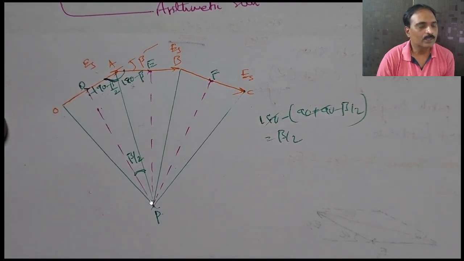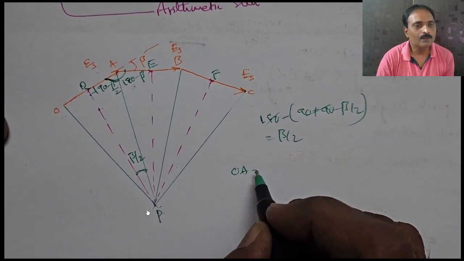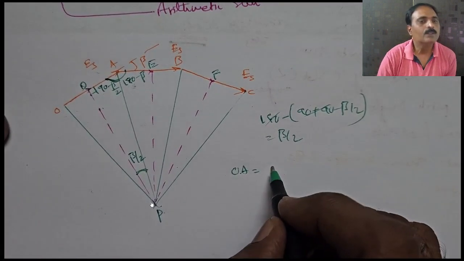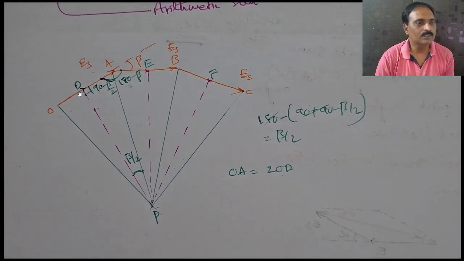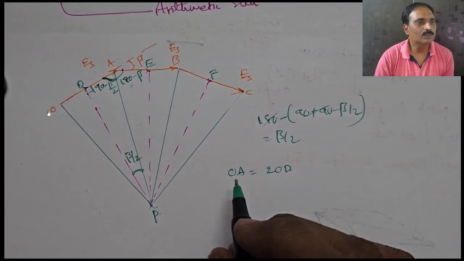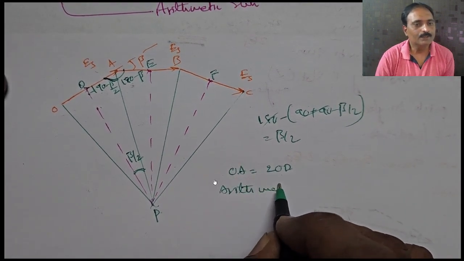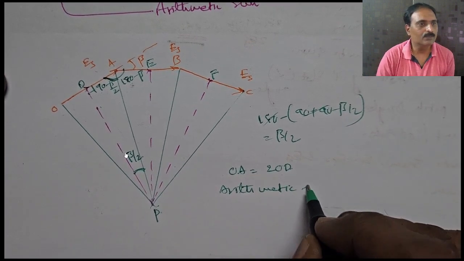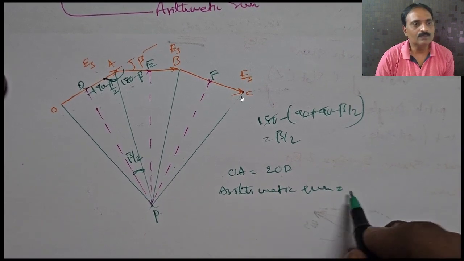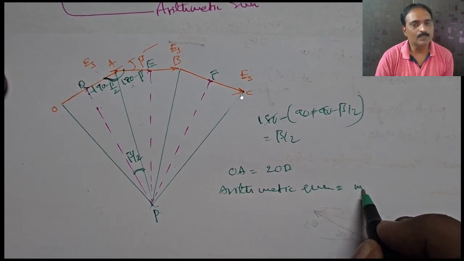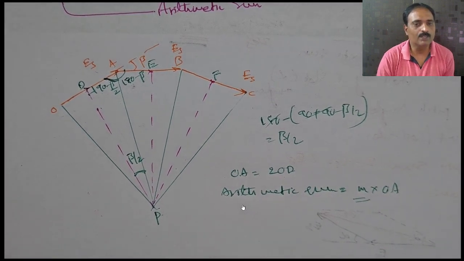So in this triangle ODP, if you consider the triangle ODP, first of all, OA is the length of the vector, which is equal to 2, exactly half. OD will be half of this length OA, so OA will be equal to 2 into OD. And as we know, the arithmetic sum will be equal to OA plus AB plus EC, because all will be the same, which will be m times the value of OA. This will be the arithmetic sum.